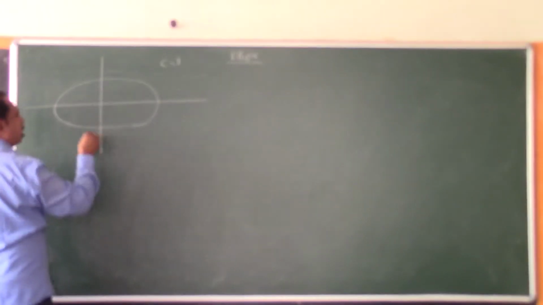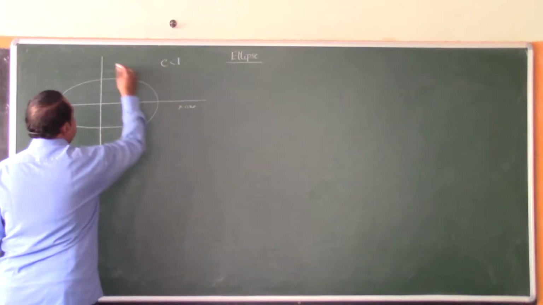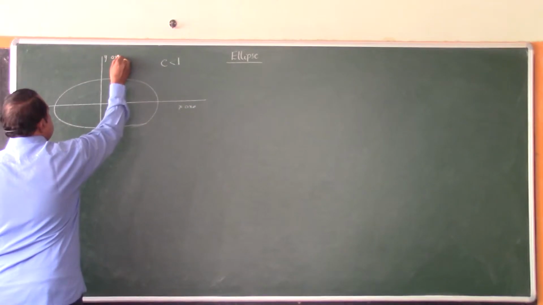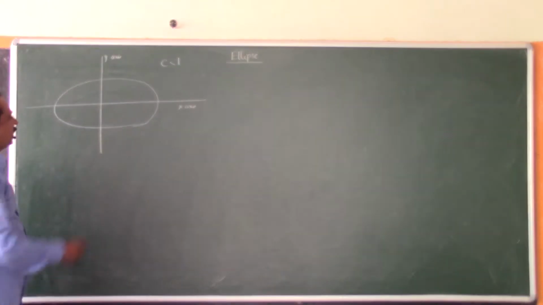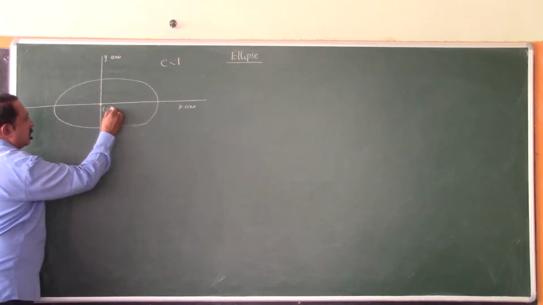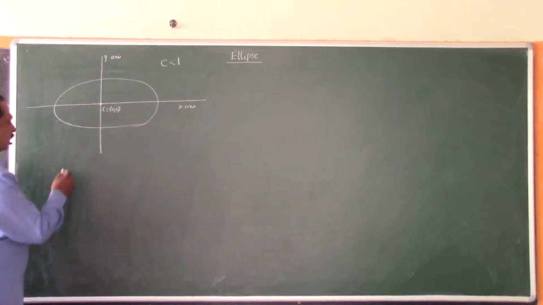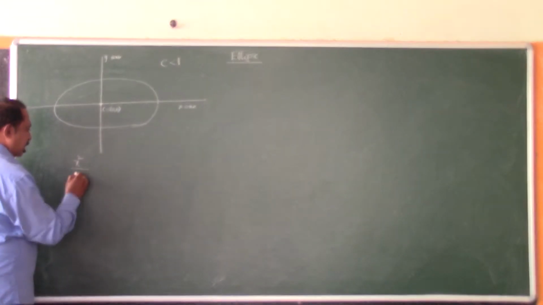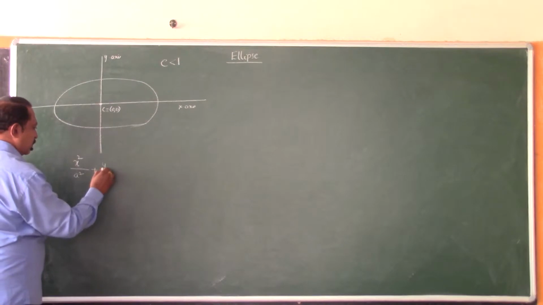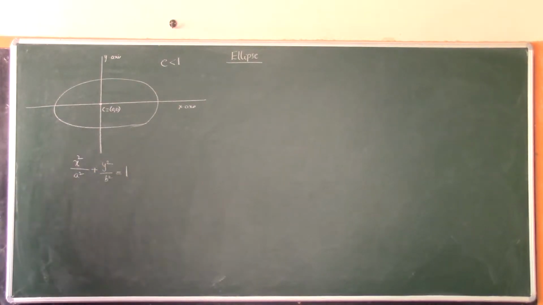This is the x-axis and y-axis. And this is the center, where the center is the origin in the standard form of the equation of the ellipse, which is given by x square by a square plus y square by b square is equal to 1. That is the equation of the ellipse in the standard form.